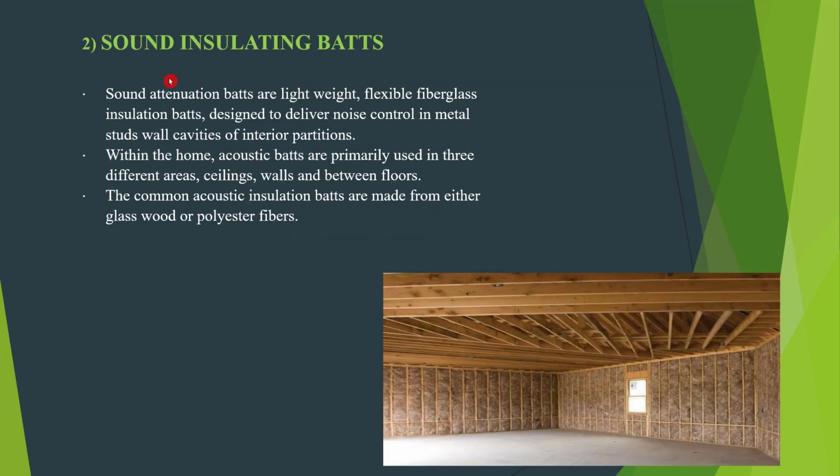Next one is the sound insulating bats. You can see some arrangement here. So this sound attenuation means decreasing the intensity. These bats are lightweight, flexible fiberglass insulation bats designed to deliver noise control in metal stud wall cavities for interior partitions. Within the home, the acoustic bats are primarily used in three areas: ceilings, walls, and between the floors. The common acoustic insulation bats are made from either glass wool or the polyester fibers. So these are the sound insulating bats.